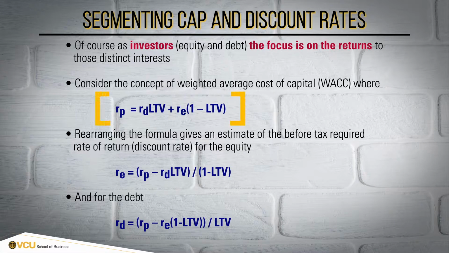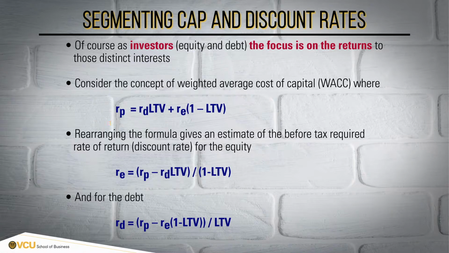So this simple equation represents the return to the property. And that return to the property is a function of the return to debt, which is R sub D multiplied by the loan to value ratio, or LTV, plus the return to equity, which is R sub E times the residual of the LTV. So if we're borrowing, say, 75% of the purchase price, then it's R sub E times 25% of the value of the real estate.